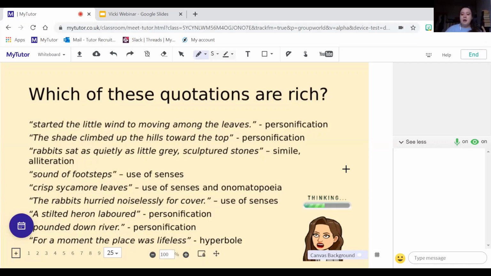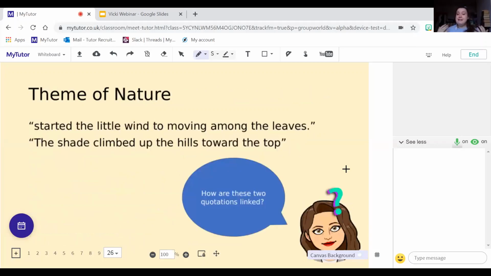Now, what I've chosen to talk about is the theme of nature and the use of these two pieces of personification. So what I would like you to do, please, quickly, is tell me how these two quotations are linked to a little sentence, maybe, of how we could compare them. I'll just have a look at the chat feature and see. Yeah, we've got repetition of the word little as well, absolutely.